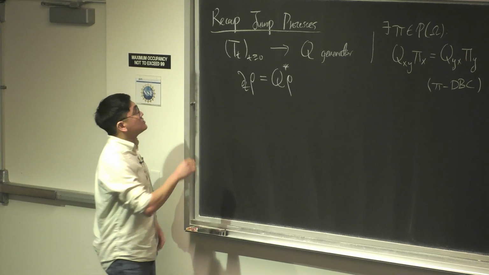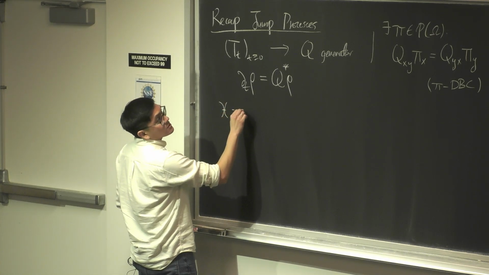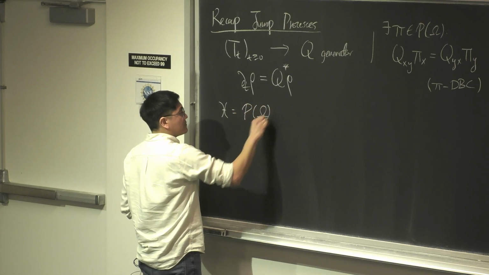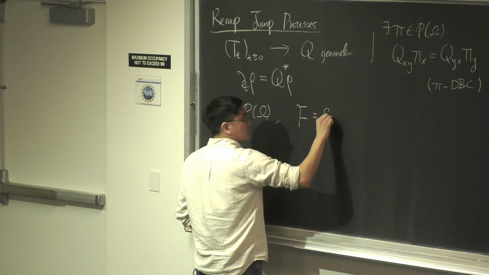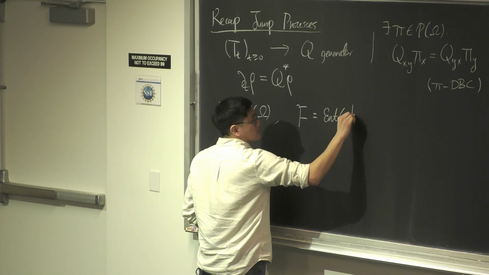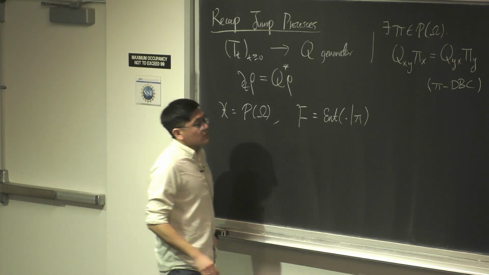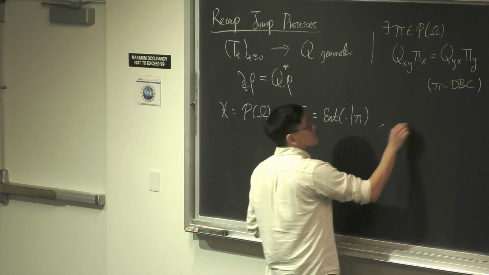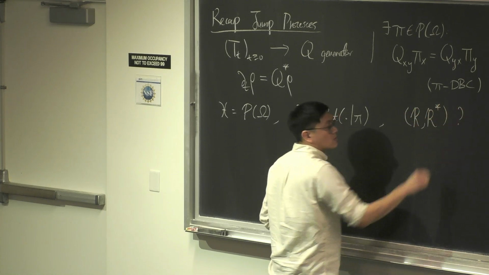Now we know that our energy, so let's start by defining our state space. Our state space was P of omega. Our energy was the relative entropy with respect to pi. And now we're looking for some R. So the question is R star. What do we take?